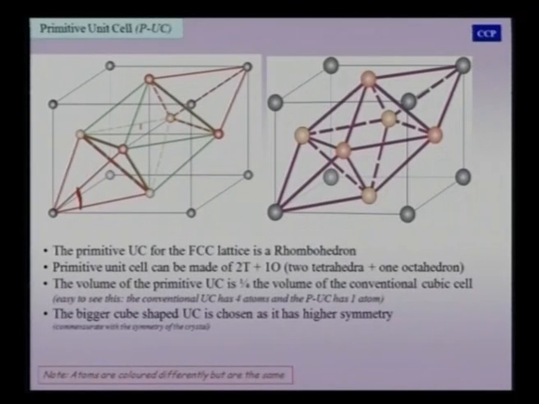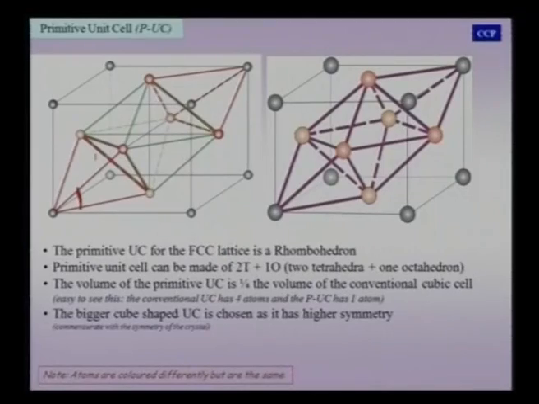Now, another important point to be noted, which we will use later to understand this structure, is the fact that this unit cell can be thought of as made of one regular tetrahedron with vertices as this and this point, an octahedron, a regular octahedron with its center at 0 0 0, this is the center of the octahedron, with the atoms making up the octahedron as these vertices of these green lines. So, this can be thought of as 2 tetrahedra plus 1 octahedron.